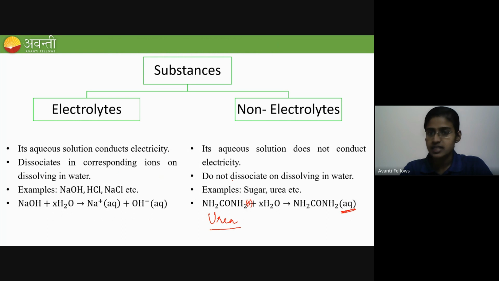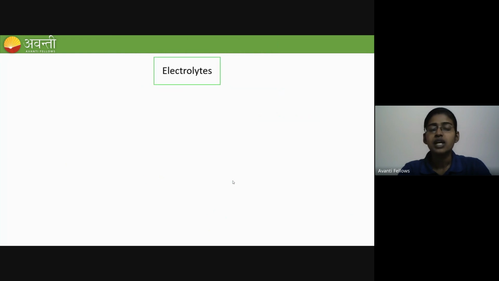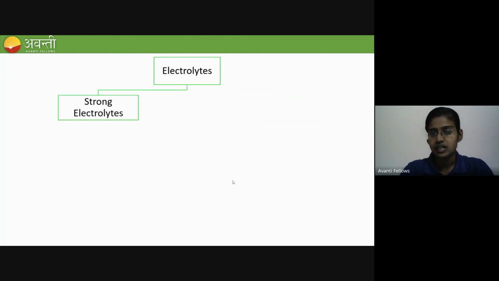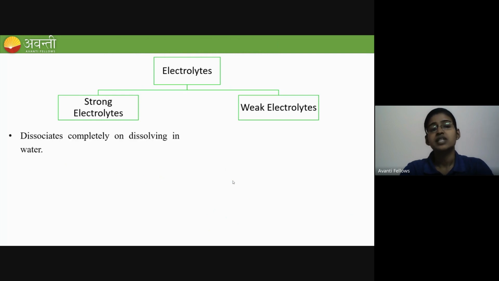Now for this lesson, we are going to take electrolytes, so let's study about the electrolytes. These electrolytes are classified into two: the first is strong electrolyte and the second is weak electrolyte. Strong electrolytes are the substances which get dissociated completely on dissolving in water.